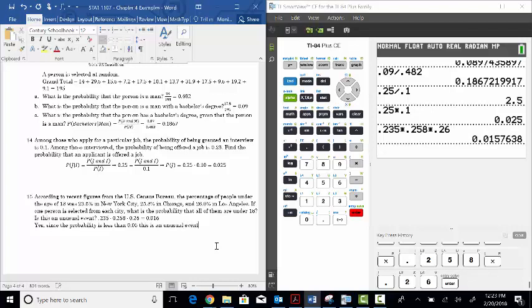Which kind of makes sense, because if I was to select a person from 3 different cities and all of them just happen to be under 18, that's highly unlikely. All right, I hope this all makes sense. Email me if you have any questions.